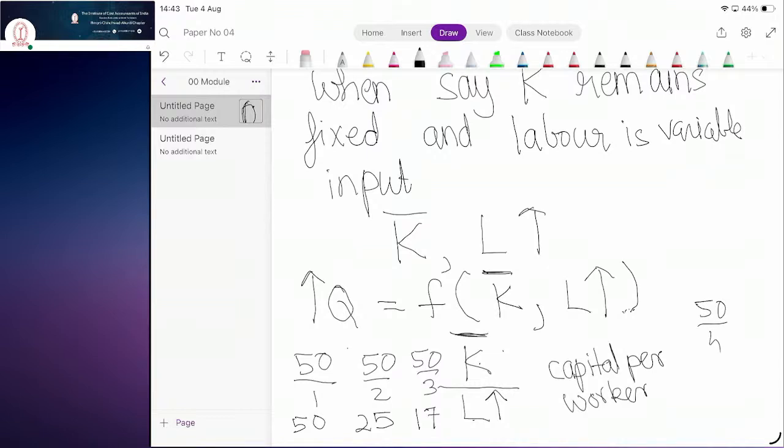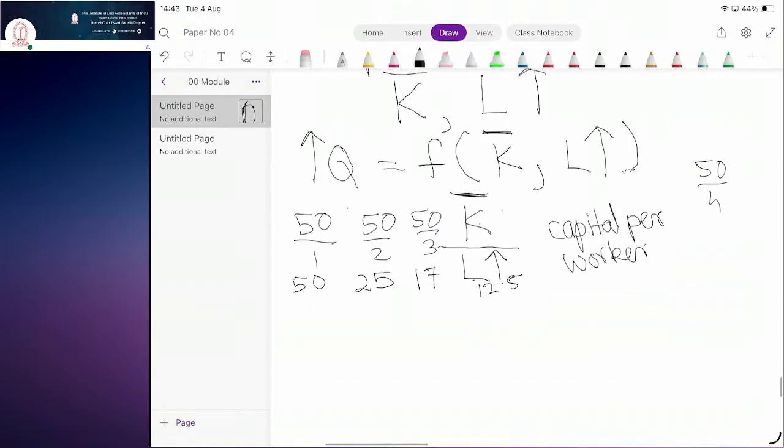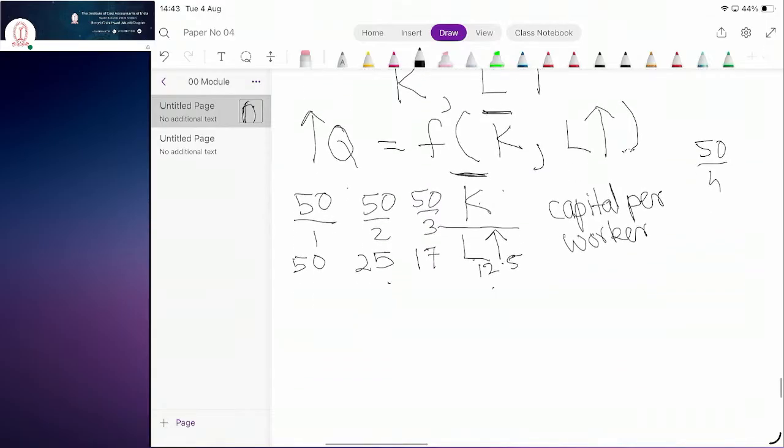It becomes 12.5, right? So what is happening to this ratio K by L? Is it remaining constant? The ratio K by L continuously changes. Okay? And therefore this law is called the law of variable proportions. Did you get this?